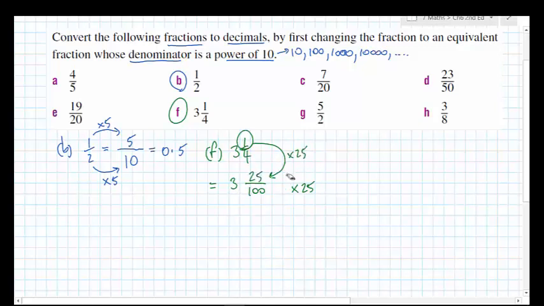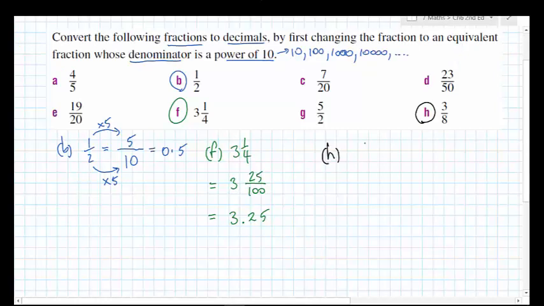So I end up with 25 over 100. And then what I can think of is 3, and I've got 25 hundredths. So my hundredths would go here like this. And what I simply then do is I look at putting 25 in there as my hundredths. So 3.25 is my answer. So let's just have one more quick look at my other one here, H.